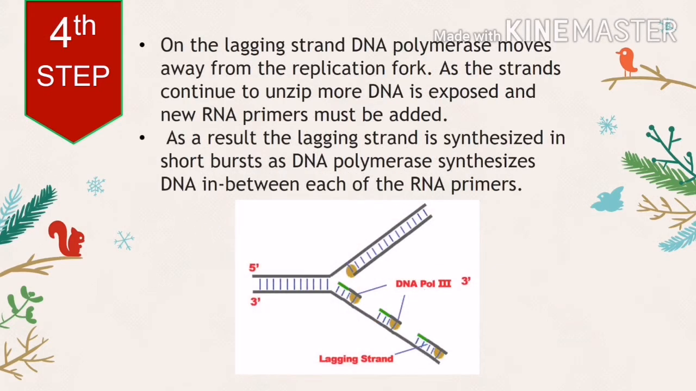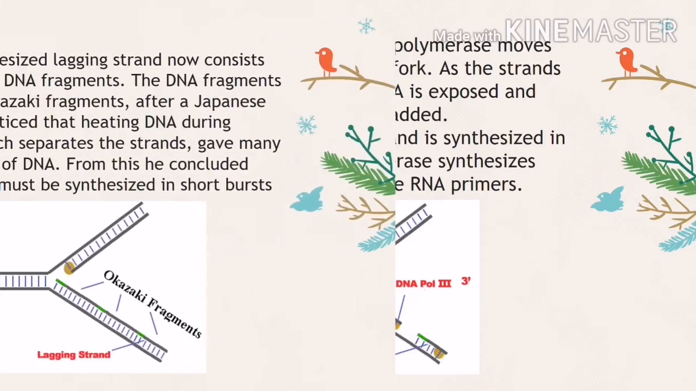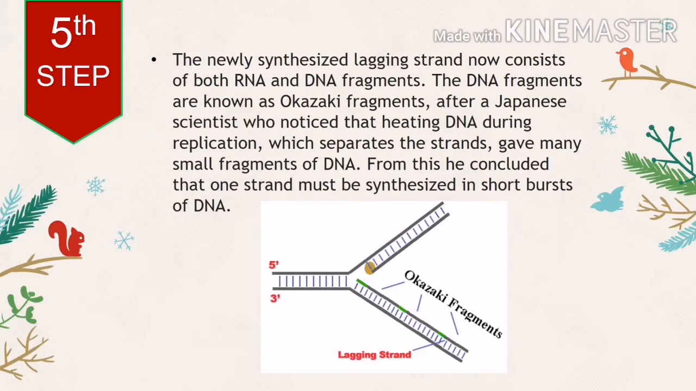For the fourth step, on the lagging strand, DNA polymerase moves away from the replication fork. As the strands continue to unzip, more DNA is exposed and new RNA primers must be added. As a result, the lagging strand is synthesized in short bursts as DNA polymerase synthesizes DNA in between each of the RNA primers. In the fifth step, the newly synthesized lagging strand now consists of both RNA and DNA fragments.